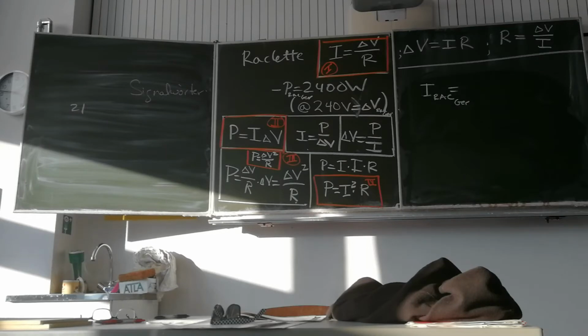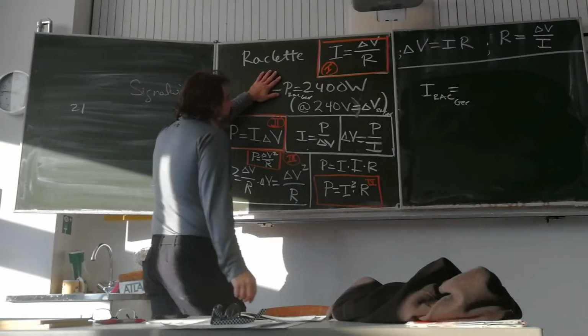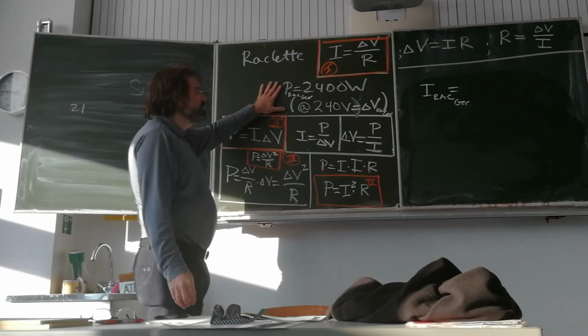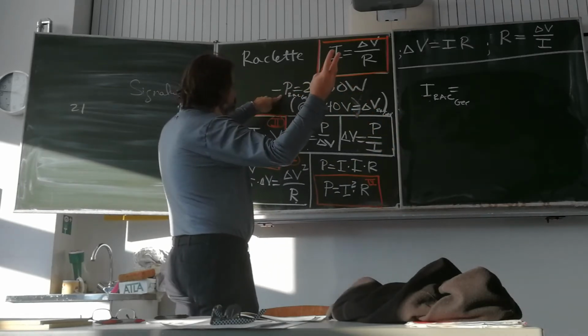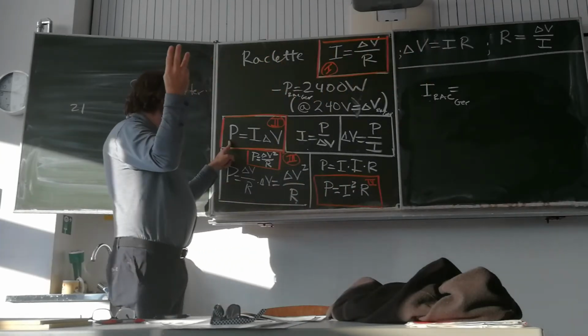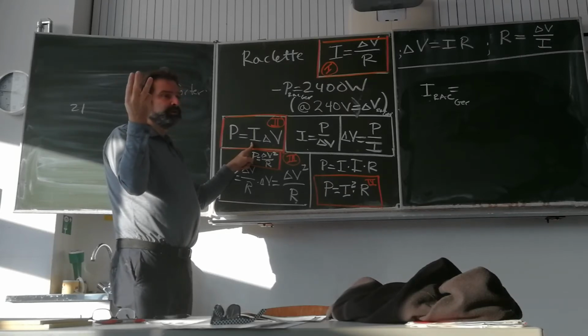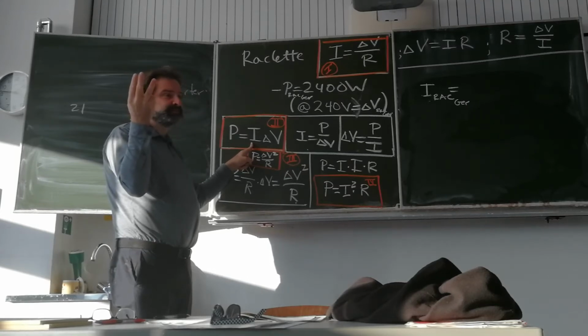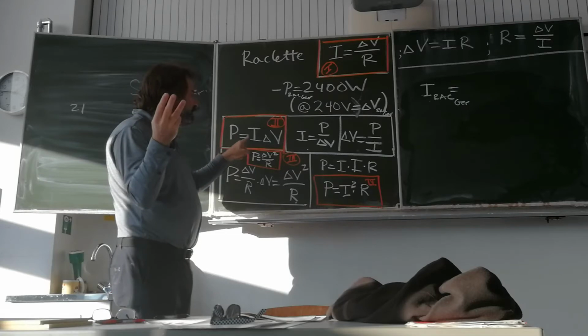Okay. What's the equation relating current to the two quantities we have? What are the two quantities we have? We have power, we have delta V, and we'd like to know I. So we're looking for an equation that relates P, delta V, and I. Do we have an equation that relates P, delta V, and I? Okay, and what is that equation? That's the one I'm pointing at. Correct. P equals I delta V.